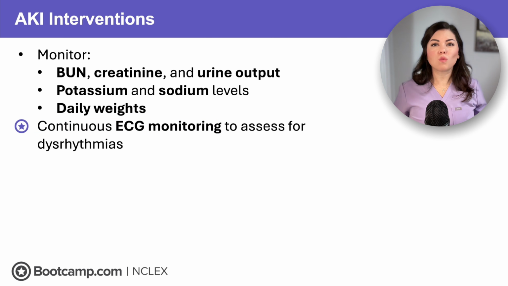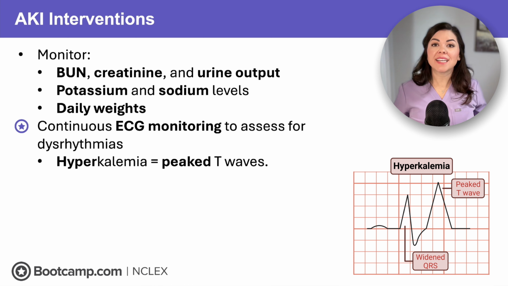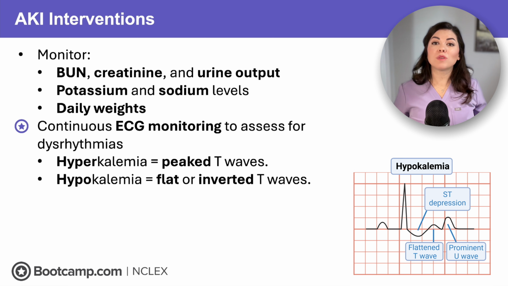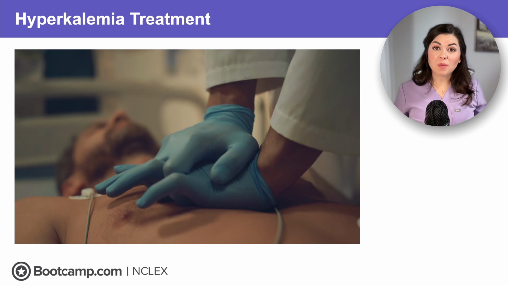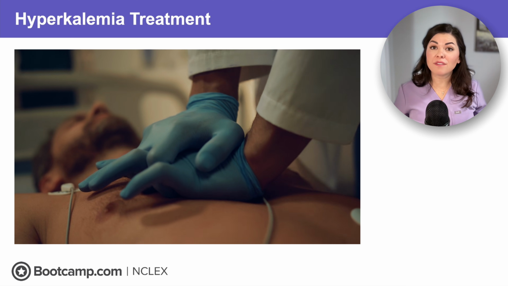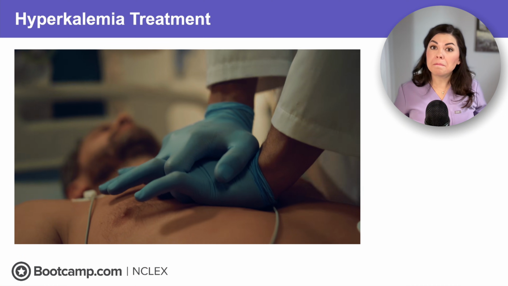So, do you remember which ECG changes you will see with potassium imbalances? Well, although there are many, the one the NCLEX really wants you to know is how potassium affects the T waves. Hyperkalemia causes peaked T waves, so the T wave will go up as the potassium level does. With hypokalemia, we will see flat or inverted T waves, so the T wave goes down as the potassium drops. So remember, hyperkalemia can cause life-threatening dysrhythmias, so we must treat it.